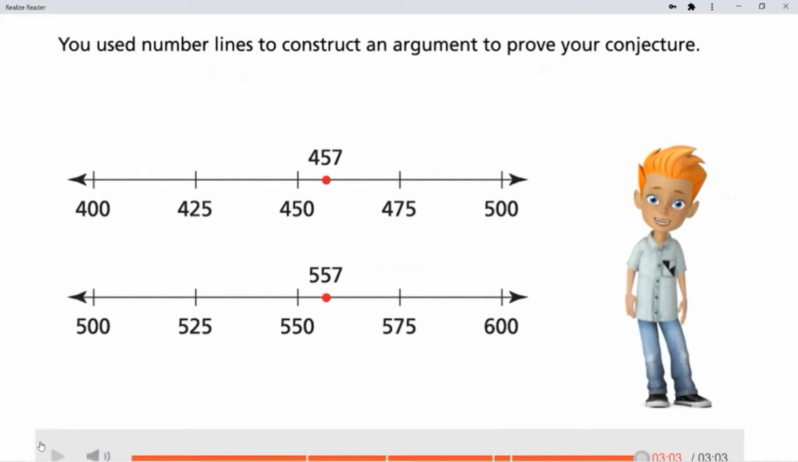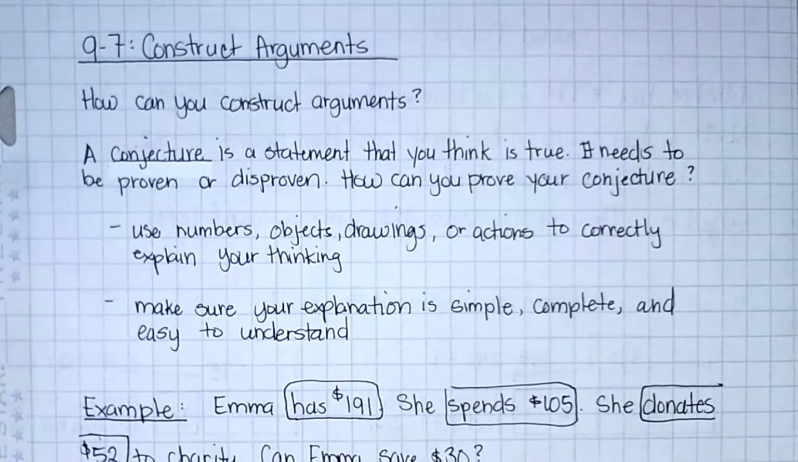Okay, so let's take a look at our notes and guided practice, and we'll review some of these strategies together. Now, when we have a conjecture, remember, a conjecture is a statement that you think is true. So you either need to prove it or you need to disprove it. So if I'm saying, I think they need to save the same amount of money, what I have to do is tell you why I think that. I need to be able to support my answer and prove that as the correct answer.